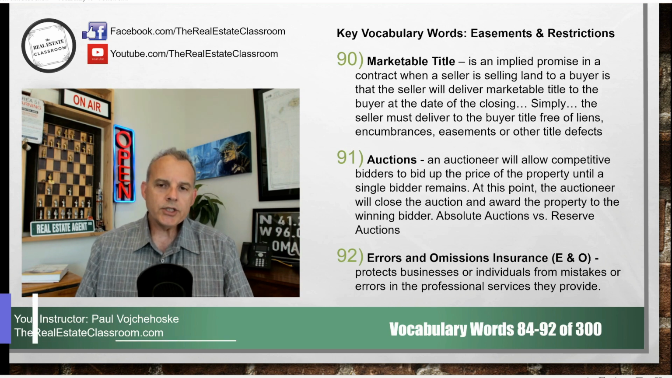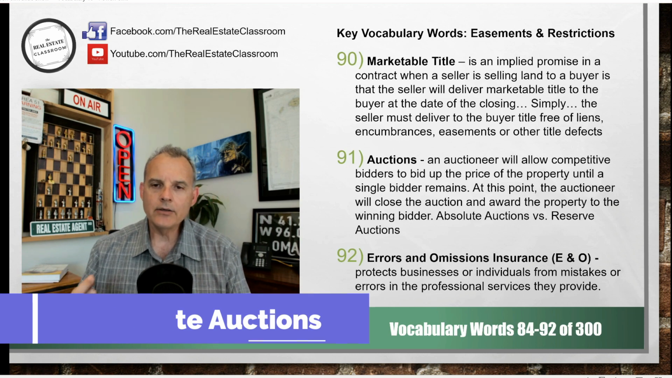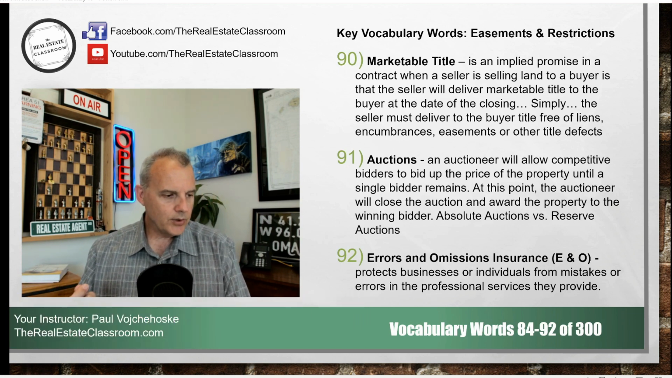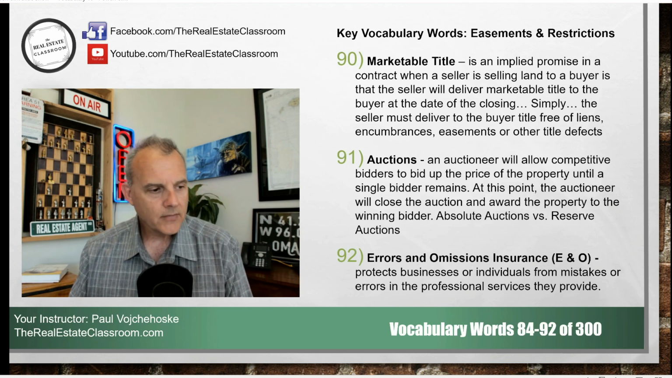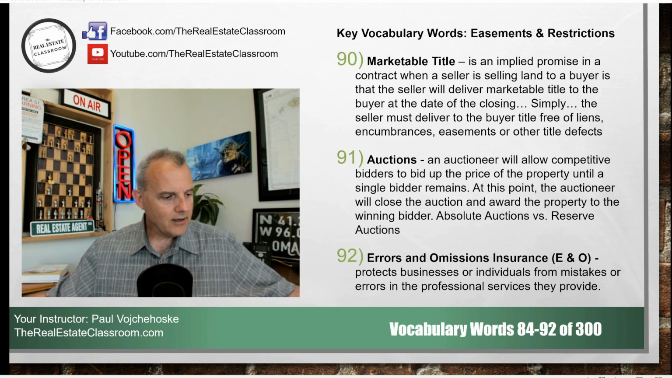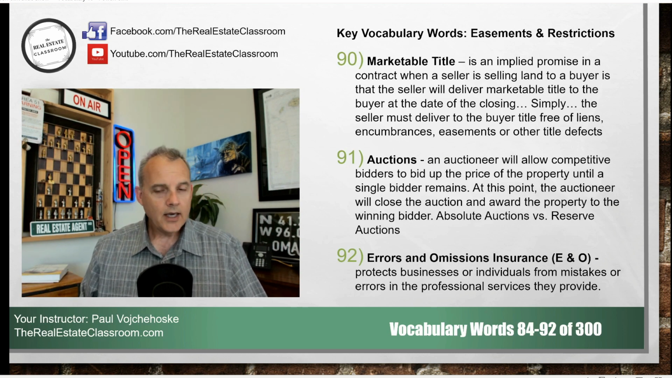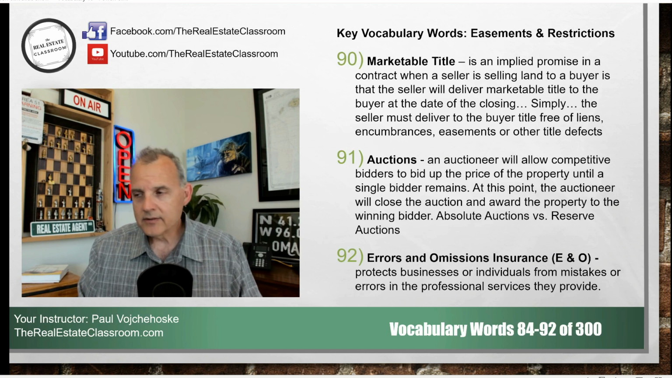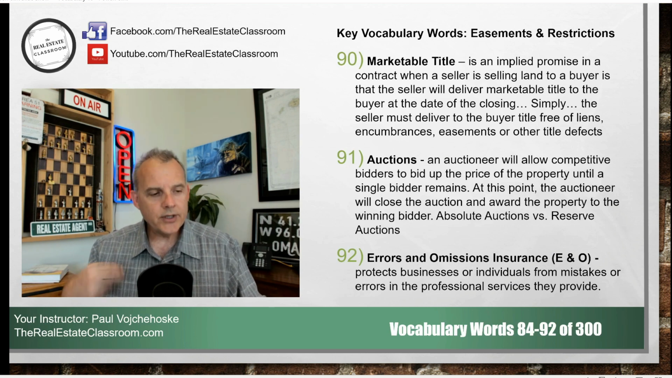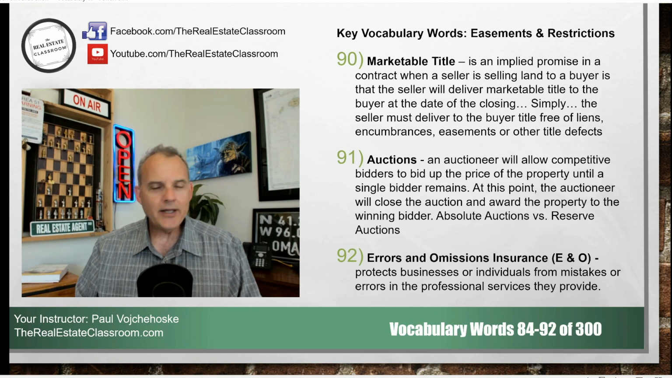Number 91, auctions. An auctioneer will allow competitive bidders to bid up the price of the property until a single bidder wins. So it is what you would stereotypically think of when you hear an auction. So the property is for sale. We have the auction going to go off on a specific date, a specific time, and then everybody that's interested will then submit their offers, and there is an auctioneer doing that fancy language many times. Sometimes not. Sometimes it's an online auction, but when you think of an auction, you're thinking of that auctioneer going, sold, you know? And that's essentially what happens.